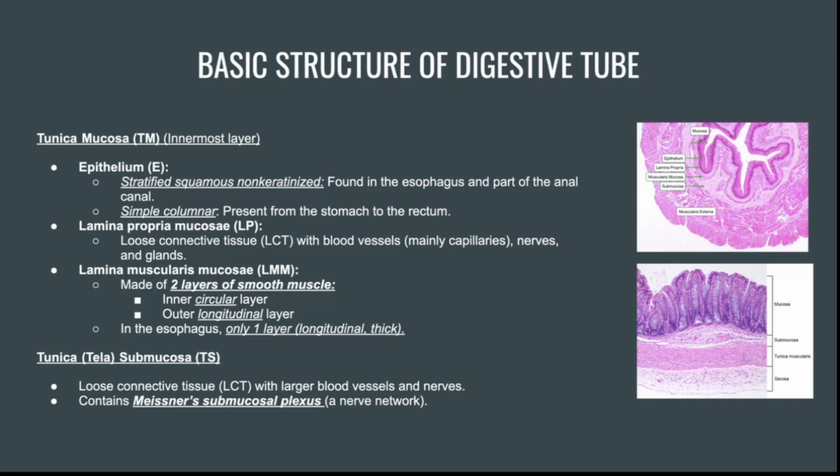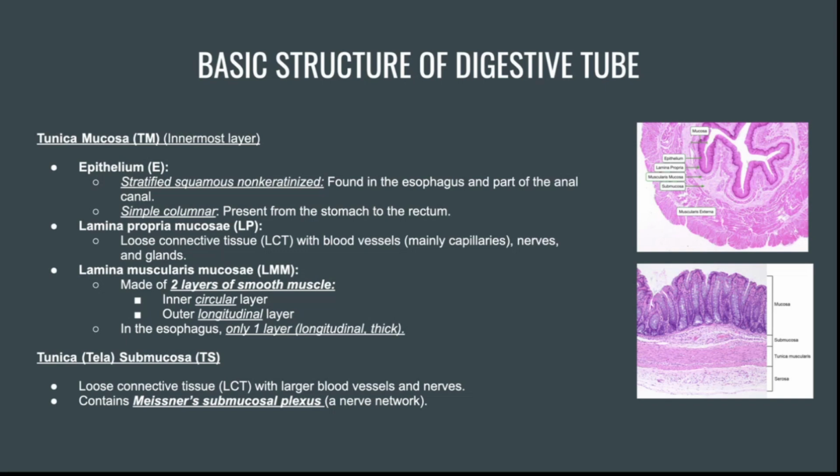So first of all, there are three main components of the tunica mucosa. That is the epithelium or the epithelial layer, then the lamina propria mucosa, and then the lamina muscularis mucosae. The epithelium can be either stratified squamous non-keratinized epithelium or simple columnar epithelium. The stratified squamous non-keratinized epithelium is mainly present only in the esophagus and anal canal, and simple columnar is present in the rest of the digestive tube.